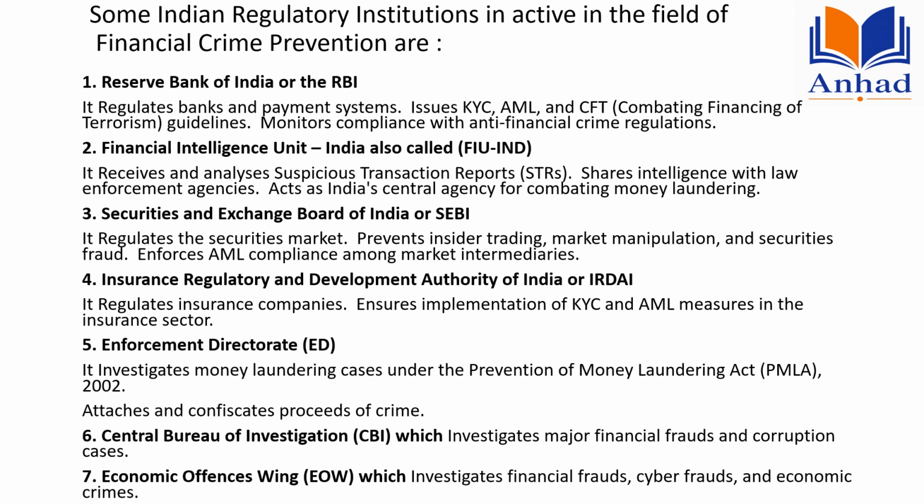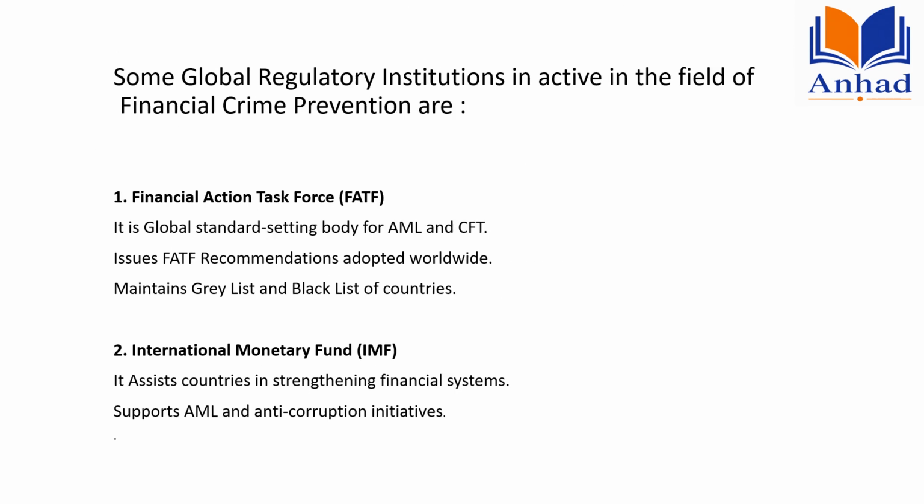Some of the important global institutions working in this field are: 1. Financial Action Task Force, FATF. It is the global standard-setting body for AML and CFT. Issues FATF recommendations adopted worldwide. Maintains grey list and black list of countries. 2. International Monetary Fund, IMF. It assists countries in strengthening financial systems. Supports AML and anti-corruption initiatives.